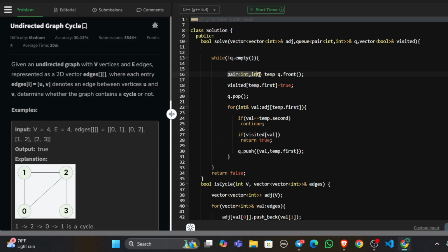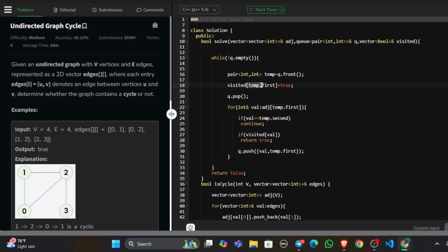We have to take the front element from the queue, and similarly mark it as visited. After that, we have to push all the elements of the first node. So our pair's first is containing the node value, and pair's second is containing the parent value. Yes, you understand that.